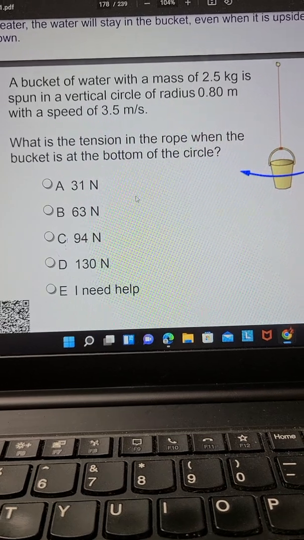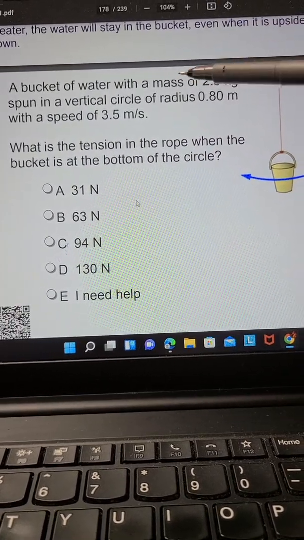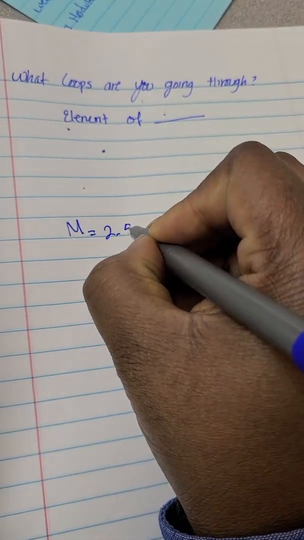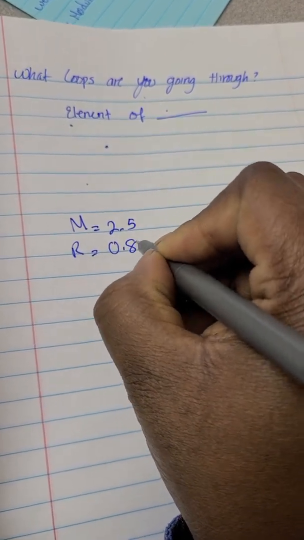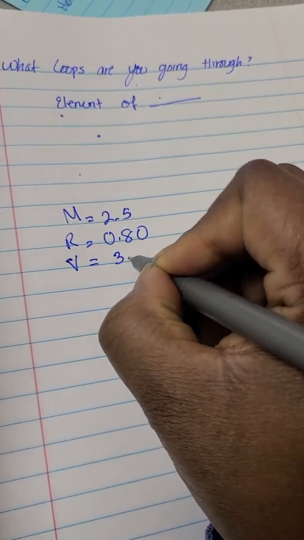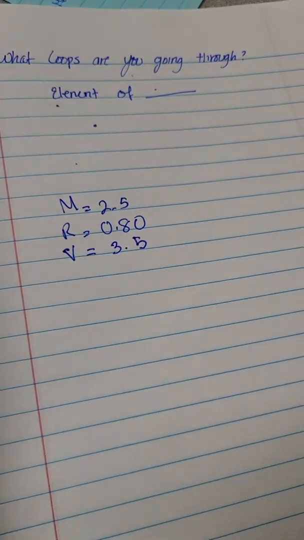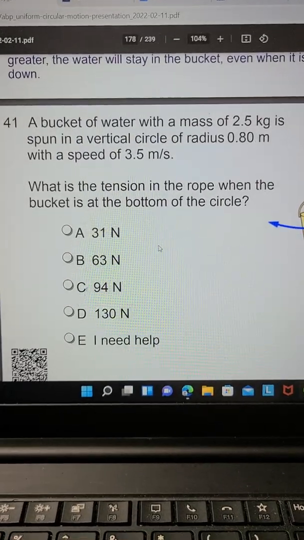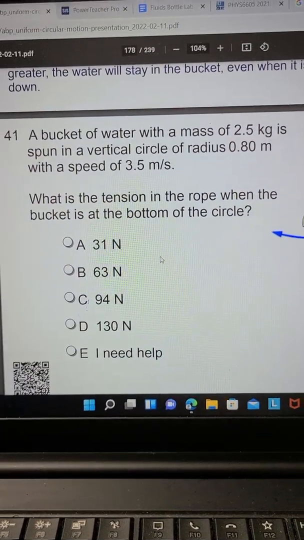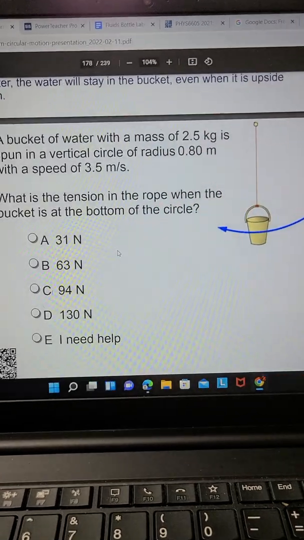So we are looking at this problem and we understood that we have mass, we have radius, and we have speed. So that means mass is 2.5, radius is 0.80, and velocity, which we say is a cousin of speed, except that velocity has direction and speed does not, is 3.5. Based on the question, we are trying to figure out what that tension is going to be at the bottom, when that bucket is at the bottom. And that's important. The location is important because that's how we're able to discover if we're using the positive or the negative side of that equation.